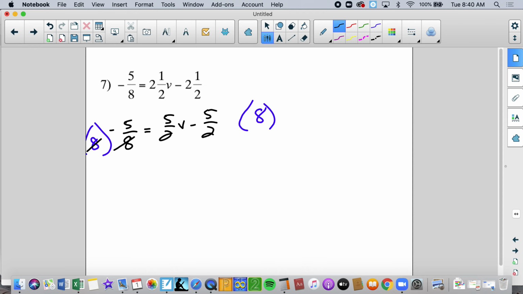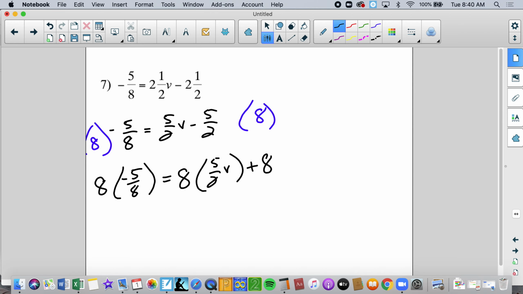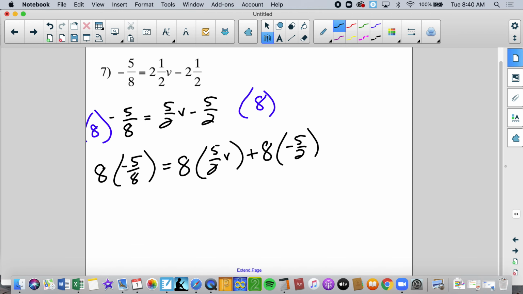Oops, sorry, I didn't show the -5/8 equals 8 times 5/2 v plus 8, because we're doing this as a plus, because I'm distributing a positive 8. That negative here is represented right here. It stays with the 5/2. It doesn't go to the 8. The 8 is positive. The 5/2 is negative.